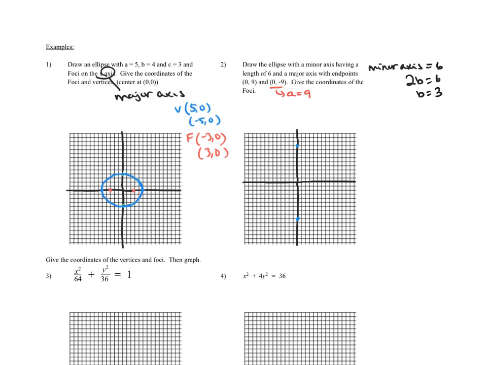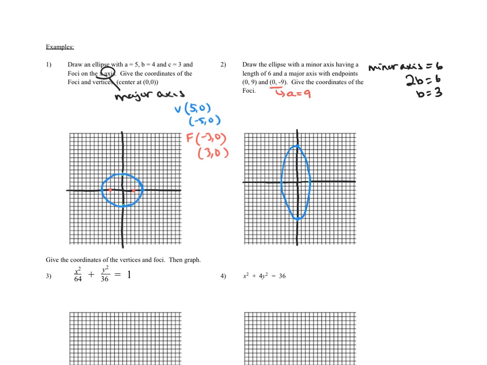And then we can mark in our minor axis having a length of 6, aka 3 to each side of the center. And then we can go ahead and draw this in. Again, we want to avoid having this be pointy, so make sure that you're curving at the vertices and at the co-vertices. Now the problem asks us to find our foci.